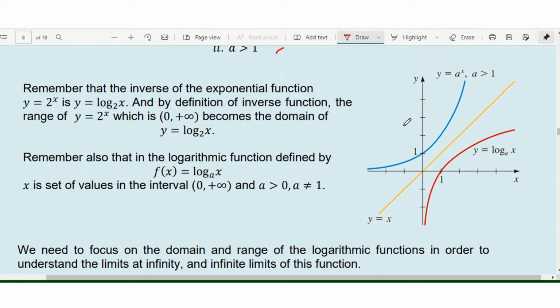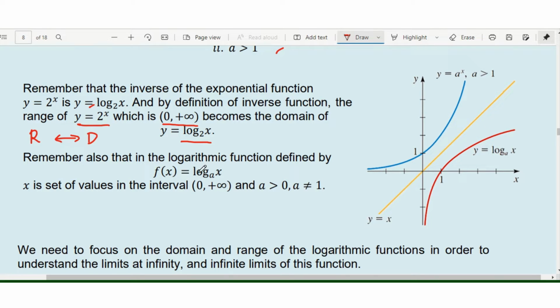Now, the very popular example for a logarithmic function is the base 2 logarithm, y is equal to logarithm of x base 2. And by definition of inverse function, the range of y equals 2 raised to x, which is all real numbers greater than 0, becomes the domain of y equals logarithm of x to the base 2. Well, the range becomes the domain of its inverse, or vice versa.